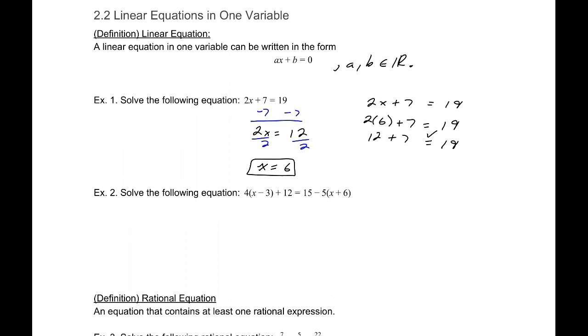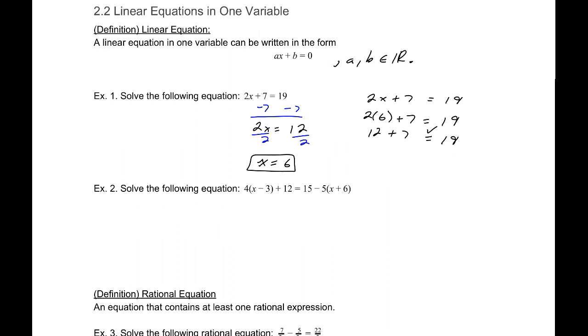All right, for another equation, we have something a little more complicated. 4 times the quantity x minus 3, plus 12 equals 15 minus 5 times the quantity x plus 6. First, we will need to distribute a few things and then combine like terms. If we distribute the 4 on the left-hand side, that's 4x minus 12 plus 12. We'll distribute the 5 on this side, and because that is a subtraction sign, we're going to change this to 15 minus 5x minus 30.